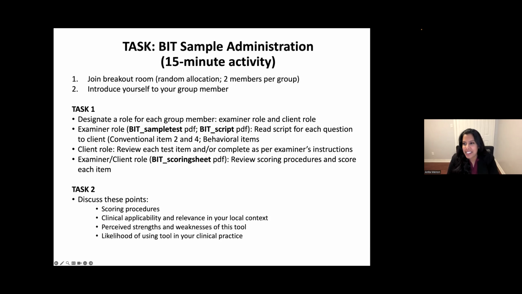So any thoughts? Feel free to unmute or indicate in the chat.